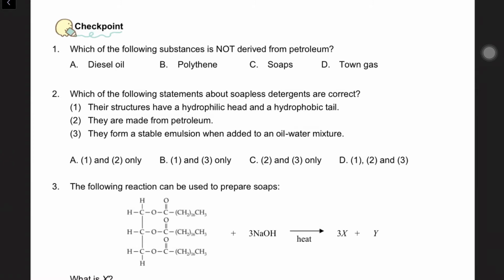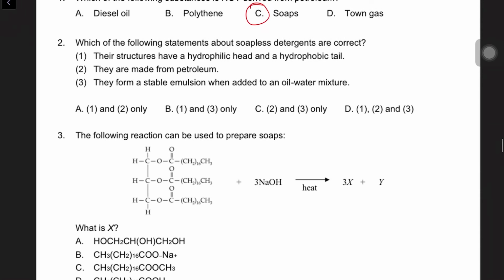And I think you get the answer already. It should be soap, because soap comes from oil or fat. It is none of the business about the petroleum. The second one, so have a look. About soapless detergent is correct.